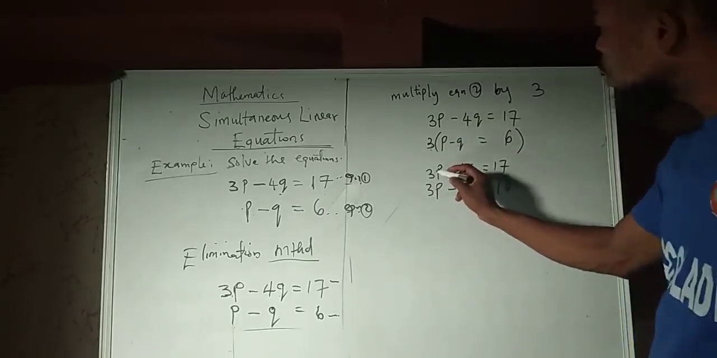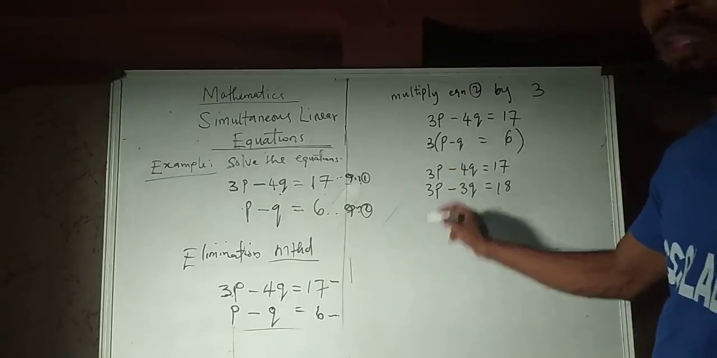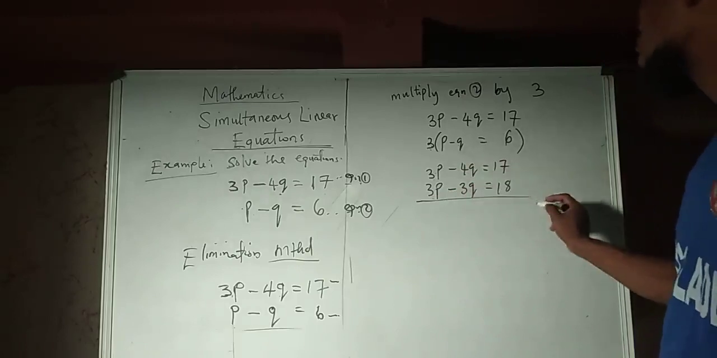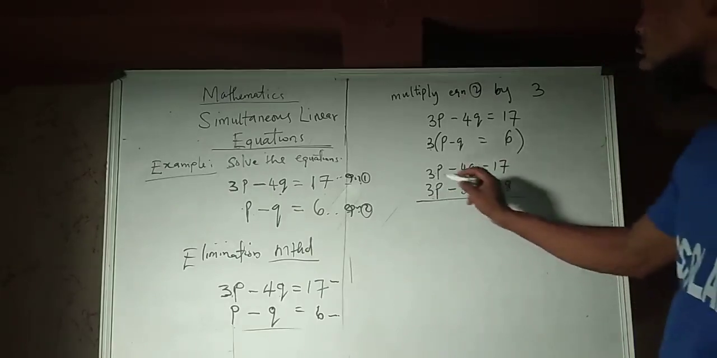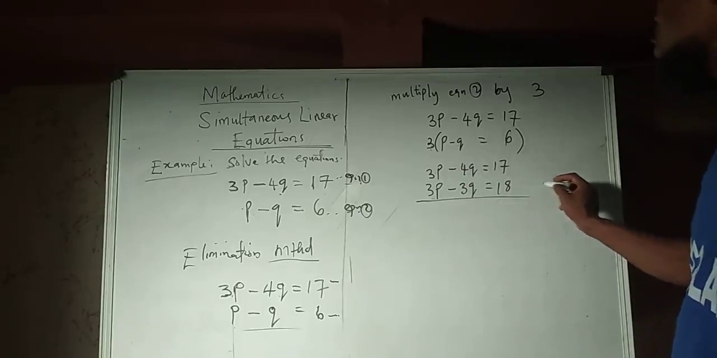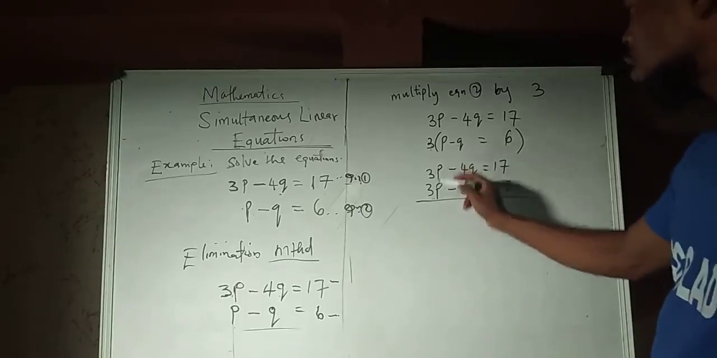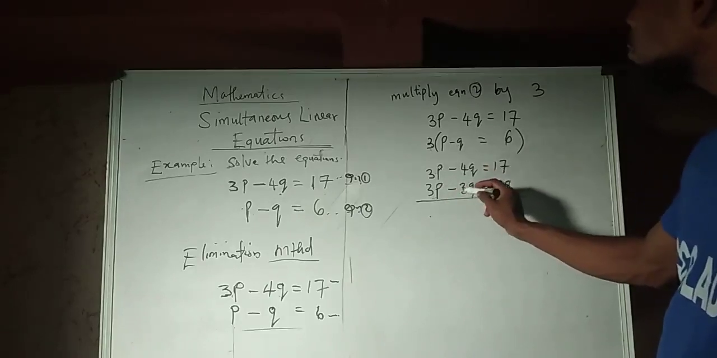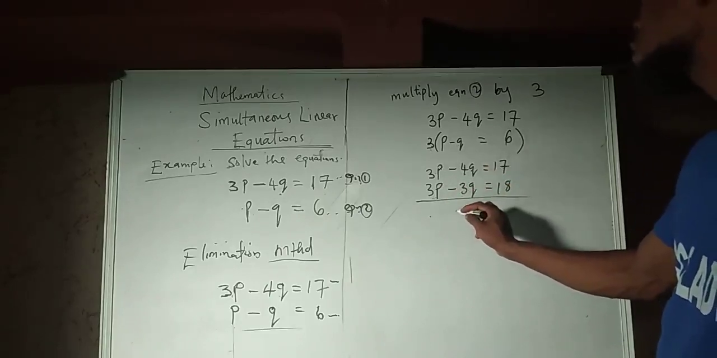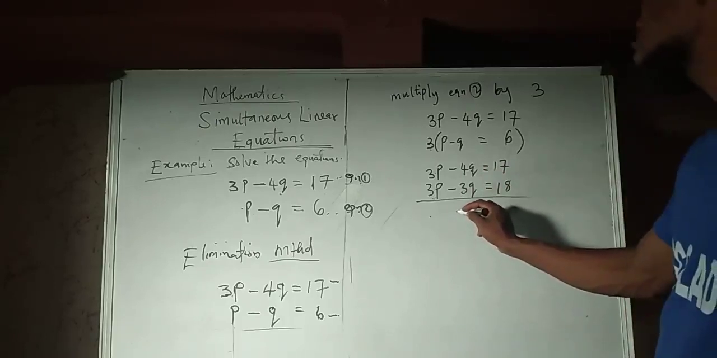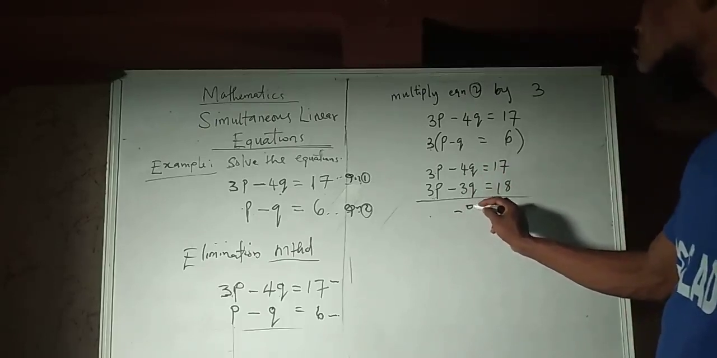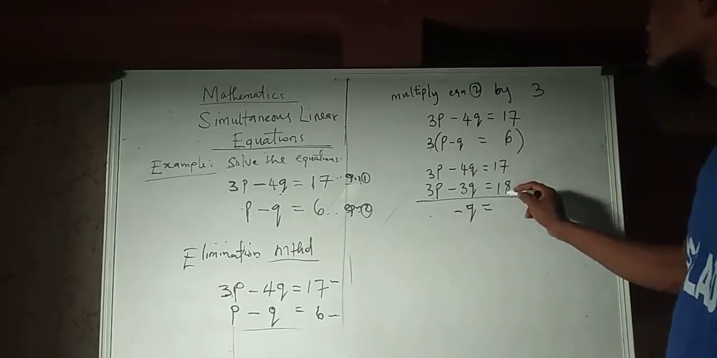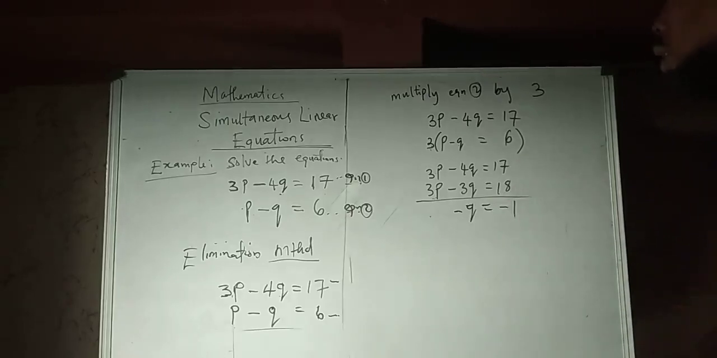So now, since the coefficients here are now the same, I'm going to do my subtraction. When I subtract, I can call this equation 3. So let me subtract. I have 3p minus 3p to be 0. Minus 4q minus 3q is going to give me minus 1q. Then 17 minus 18 is going to give me minus 1.